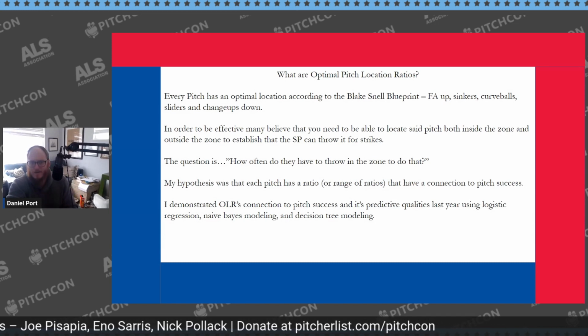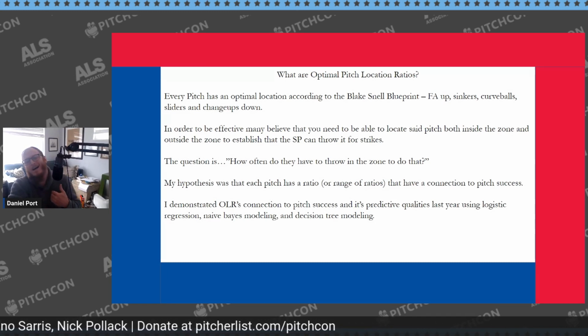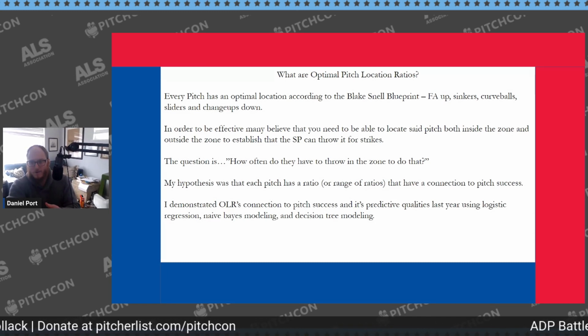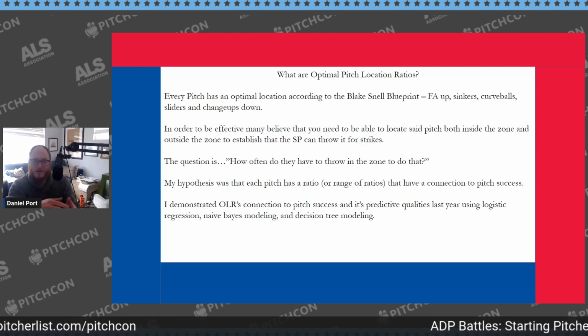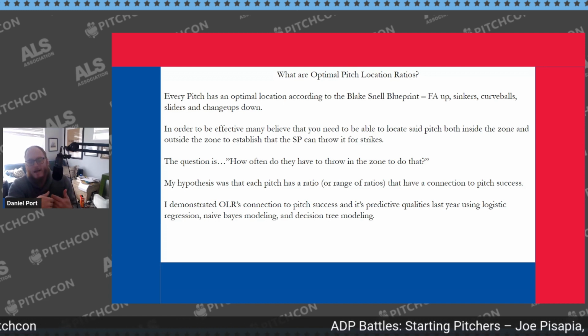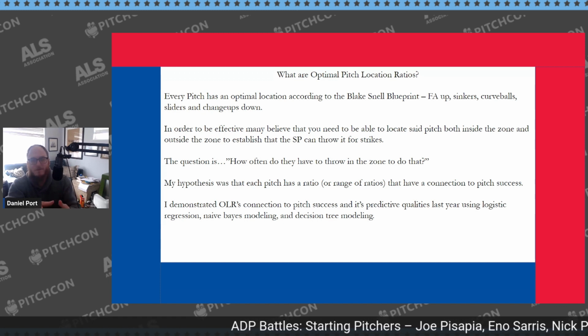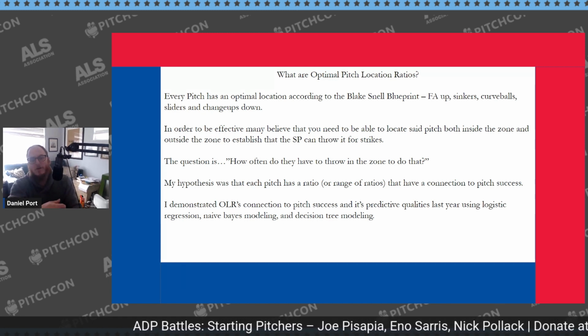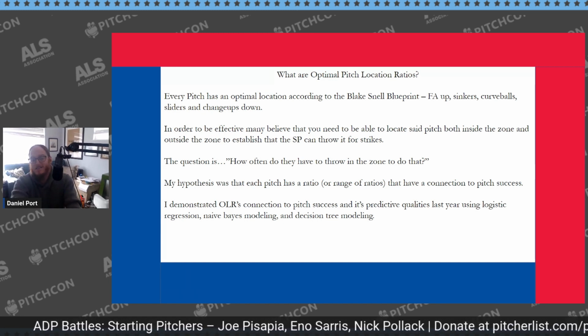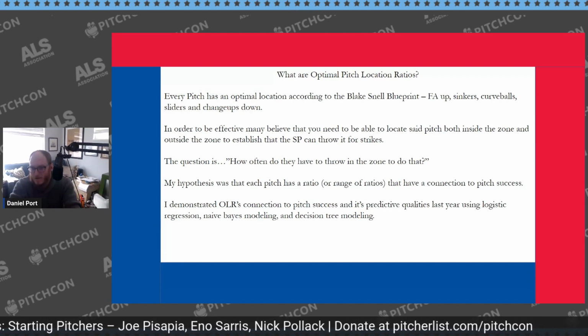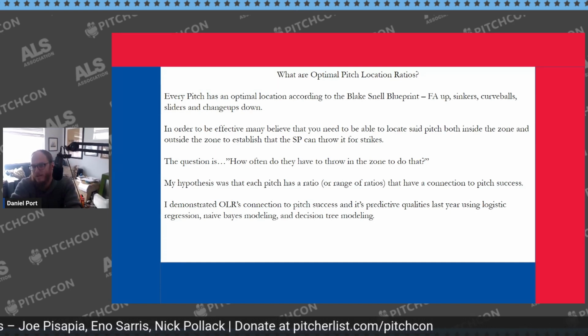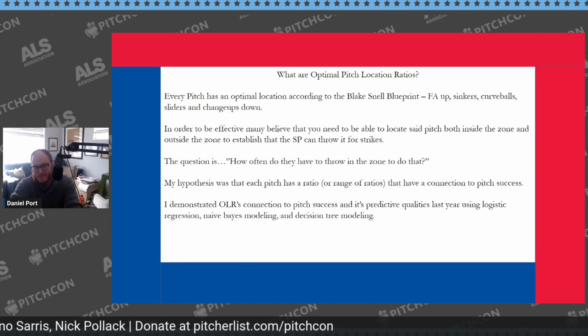So as we said, every pitch is an optimal location, and in order to be effective, you need to throw the pitch both inside the zone and outside the zone to prevent the establishment of those neural pathways. And my hypothesis at the time was that each pitch had this ratio, or a range of ratios roughly, that had a connection to pitch success.